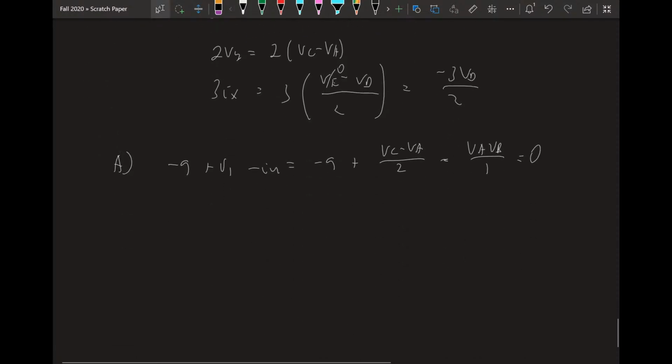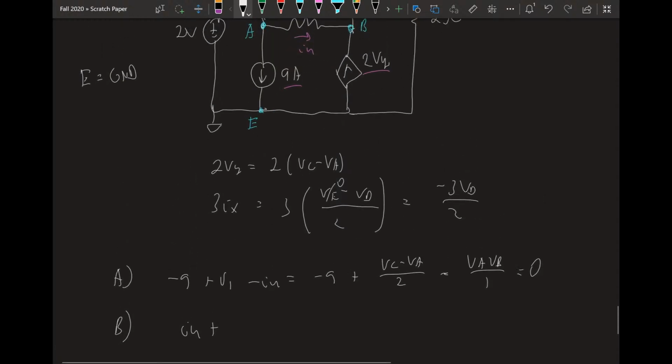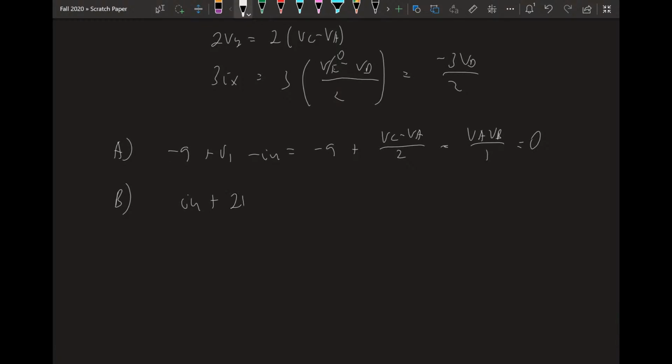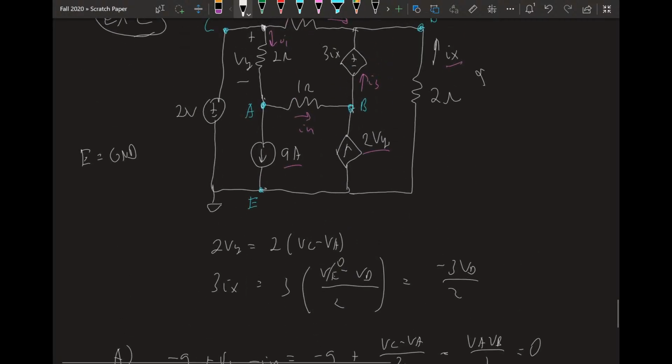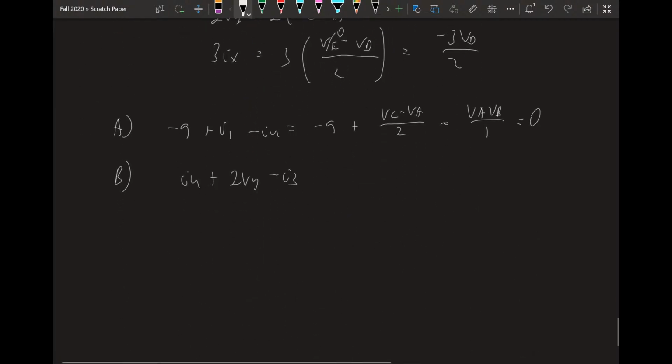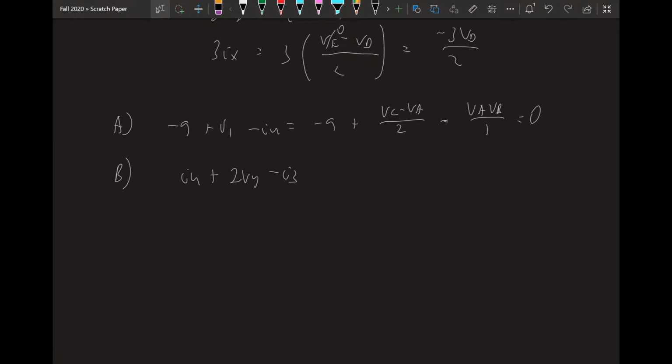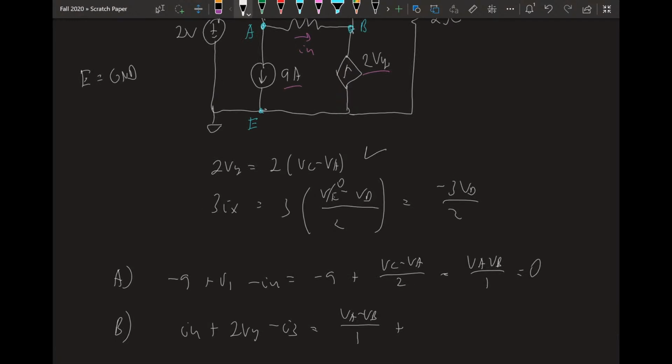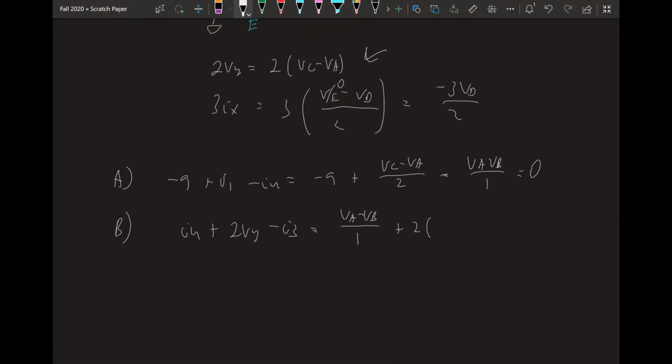Okay, so also the same thing for node B. For node B, it's going to be I4 going into it, plus this current source going into it, so that's 2Vy, minus I3, because I3 is going away from it. This can be written as I4 is Va minus Vb over 1. We know from our work up here that 2Vy is 2 times Vc minus Va.